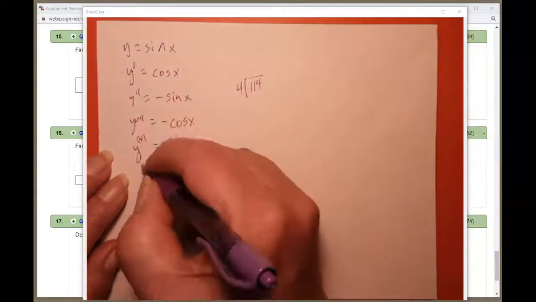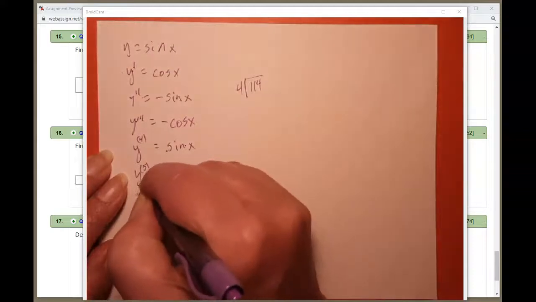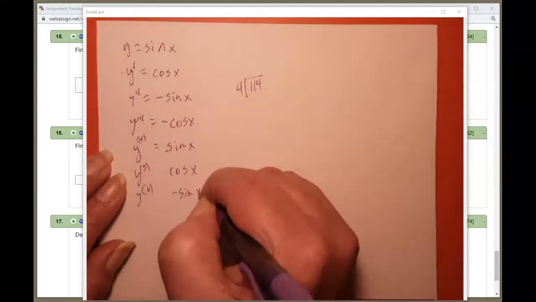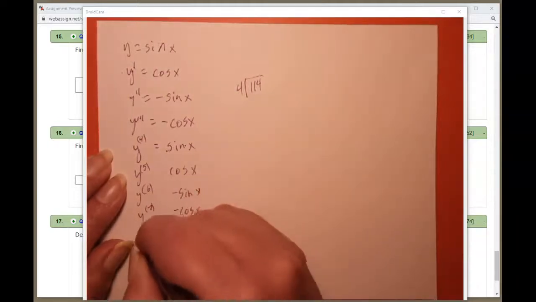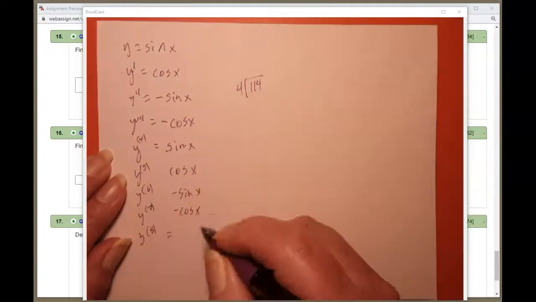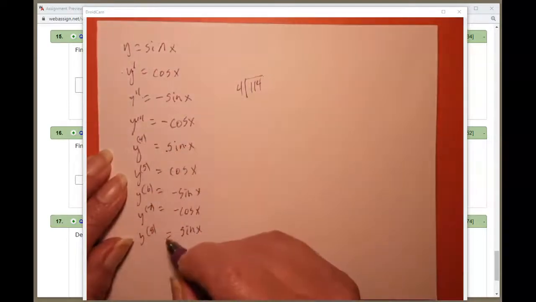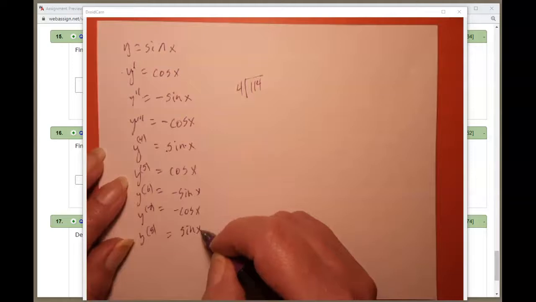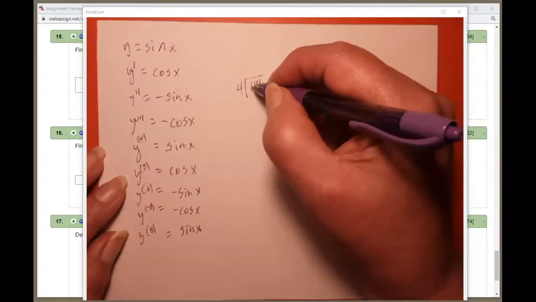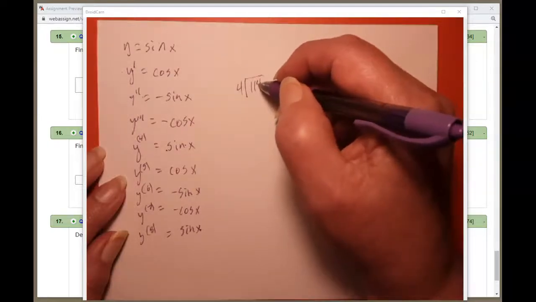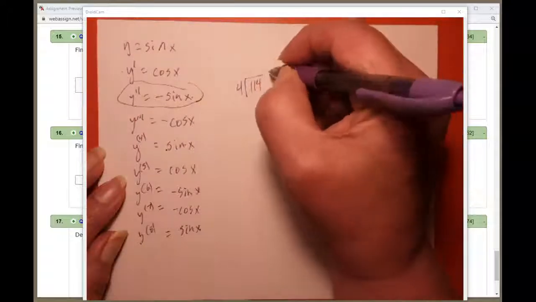So I can test a few more of these. The fifth derivative would be cosine of x. The sixth derivative would be negative sine of x. And the seventh derivative would be the negative cosine of x. And the eighth derivative would be the sine of x. So for all multiples of 4, I have sine of x. So I know for sure that 100 is divisible by 4. 114 gives me a remainder of 2. So for 114, I should have the negative sine of x. So that's a remainder of 2.